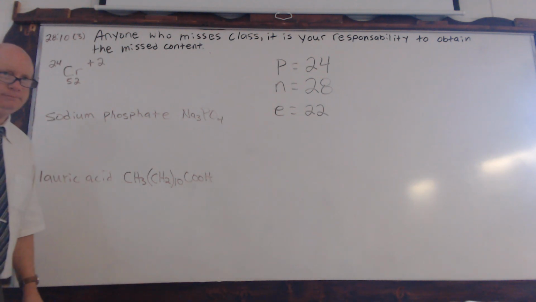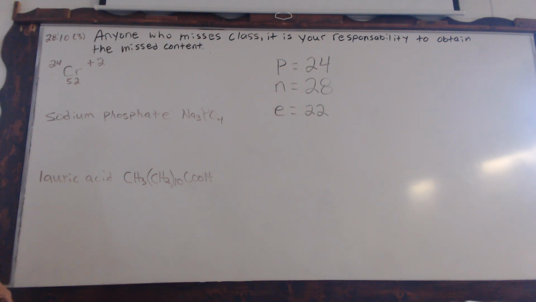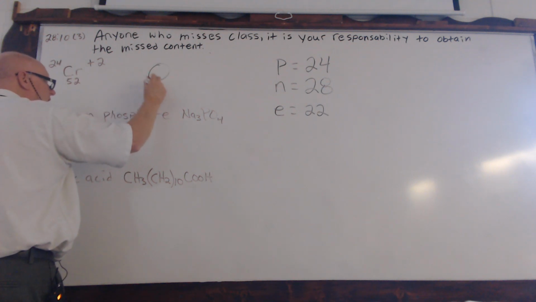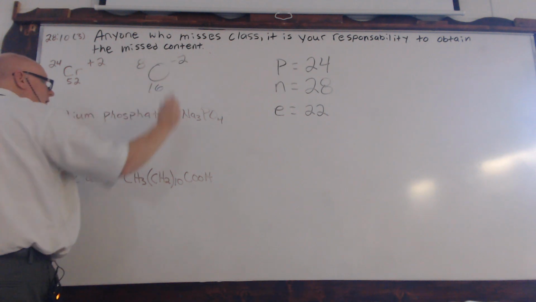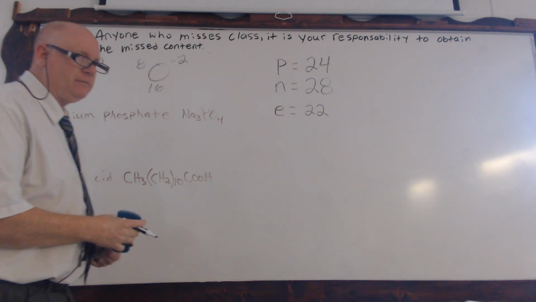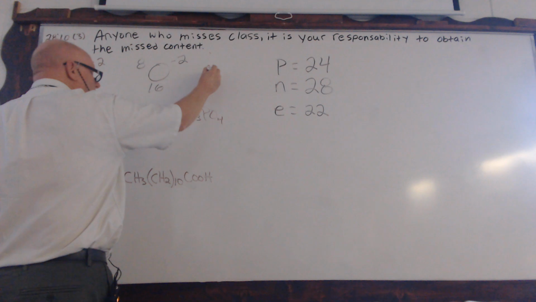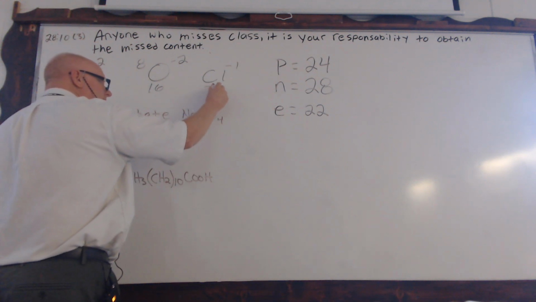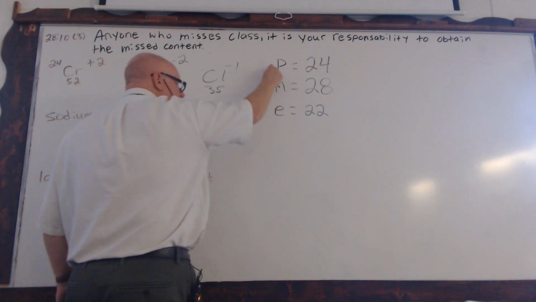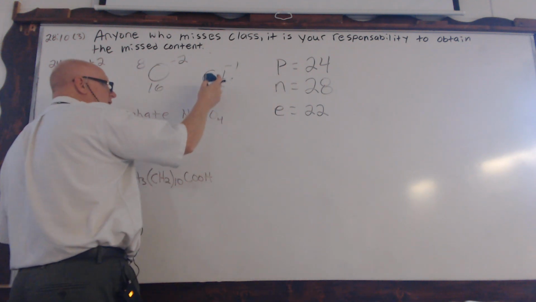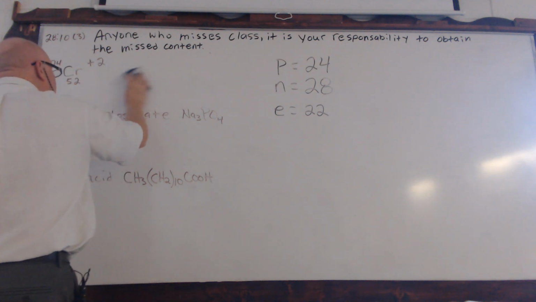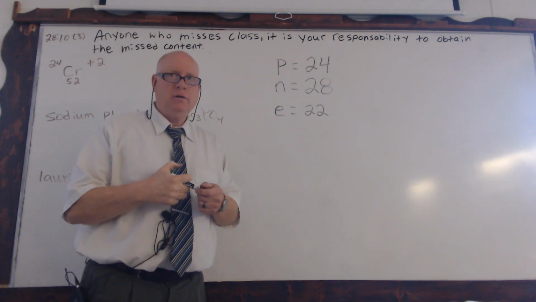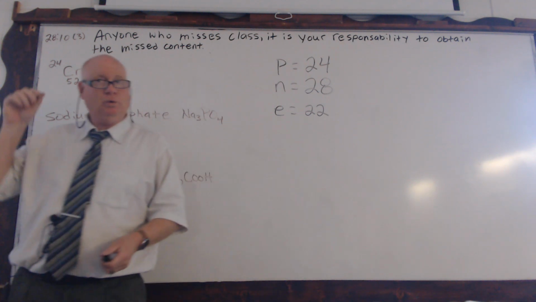Wait, so is it just with the plus 2? No, it could be the other way around. If you had, let's see here, 16 and 8. No, you could do chlorine. That's -1. So if they don't have a charge, then it's the same as the protons. If it has 2 less, then it's 2 more. So if it's -2, it's 2 more electrons if it's a negative charge, 2 less if it's a positive.